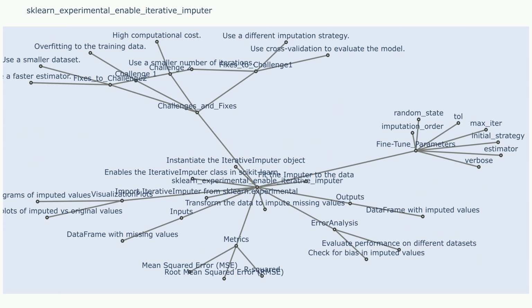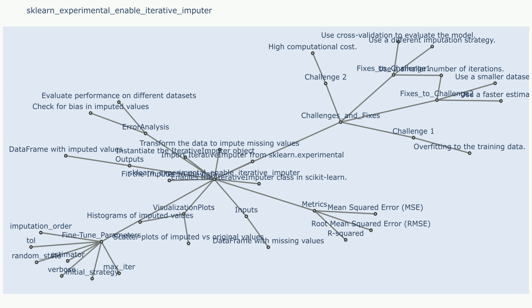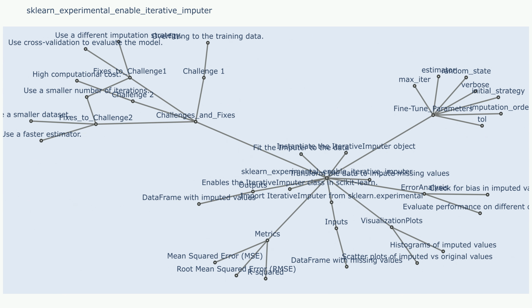Challenge 2. Overfitting. If the estimator is too complex, it might overfit the data with complete values, leading to inaccurate imputation for missing values. Sample use case that resulted in challenge 2: using a complex decision tree model for imputation. Fixes to challenge 2: Use a simpler estimator, e.g., linear regression, or regularize the chosen estimator to prevent overfitting.